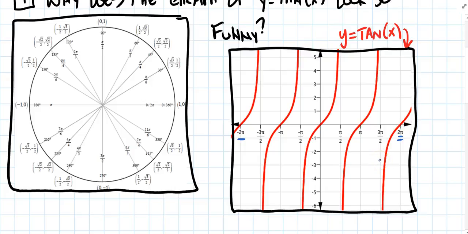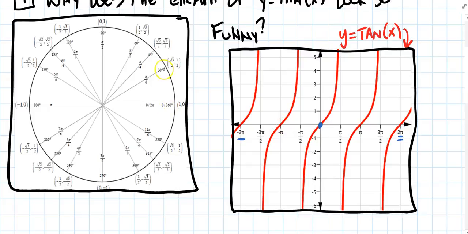Well, again, it all starts from the unit circle. So on my x-axis, I will have my radian measures, and on my y-axis, I will have my outputs. At 0 radians, notice that the point is (1, 0), and the tangent is the quotient of the y value to the x value. So if I take 0 divided by 1, I get 0. So at 0 radians, I know that 0 is the output.